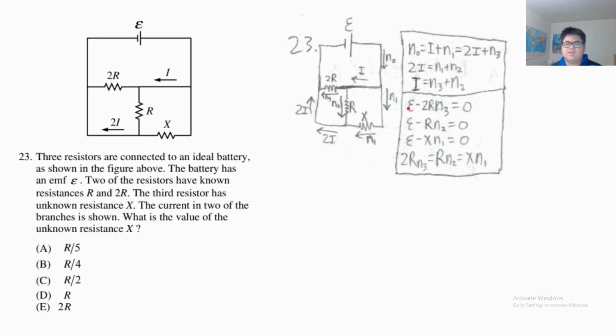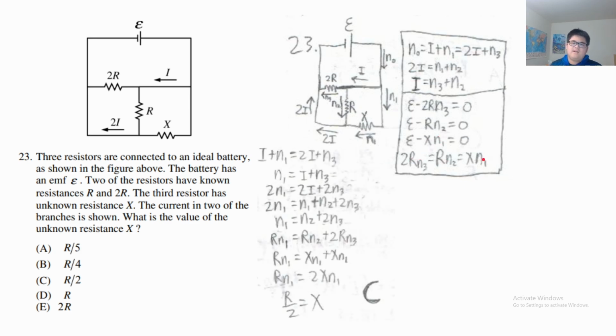Therefore, we know that EMF is equal to 2R times N3. EMF is also equal to R times 2I. EMF is also equal to X times N1. So we can set all of them equal to each other. And now we're going to do a little algebra.